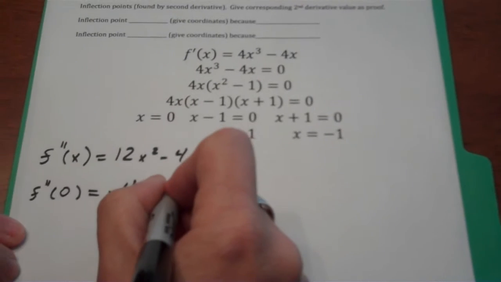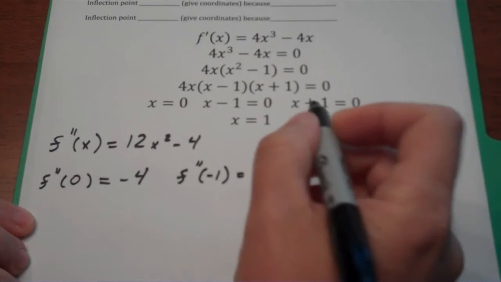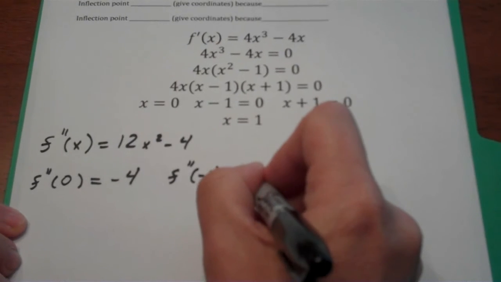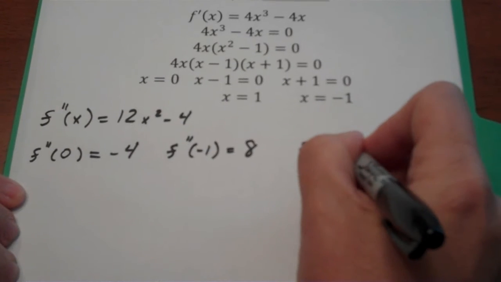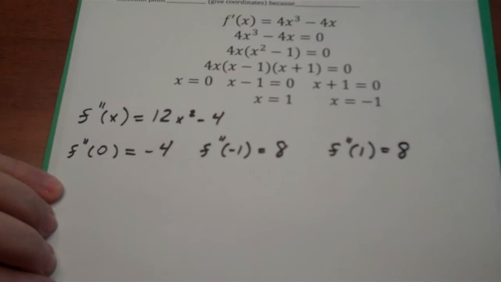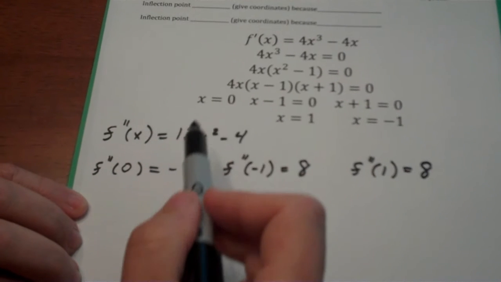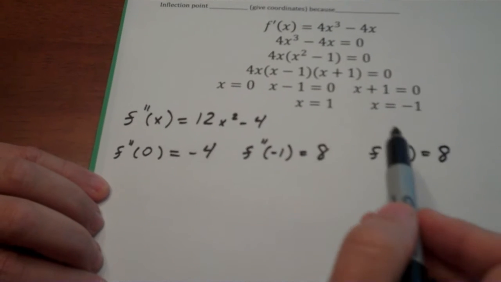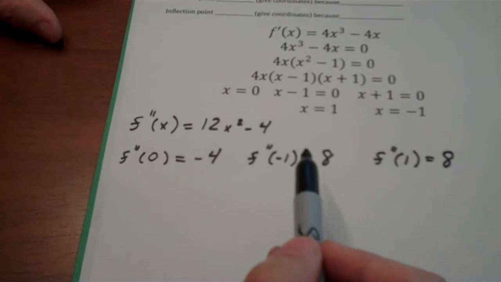If x equals -1, I know that my first derivative would equal +8. And finally, if I plug in a +1 into my second derivative, then I also get a +8. So again, plugging in the three values that I found: plugging in the 0 gives me a second derivative value of -4, plugging in the 1 gave me a value of +8, and plugging in -1 gave me a value of +8.